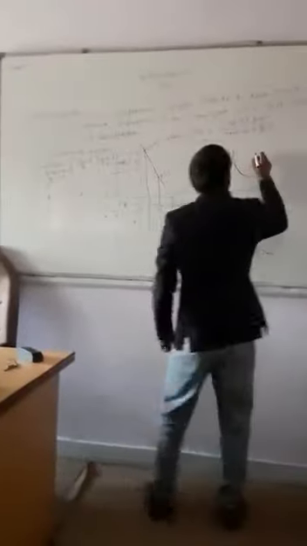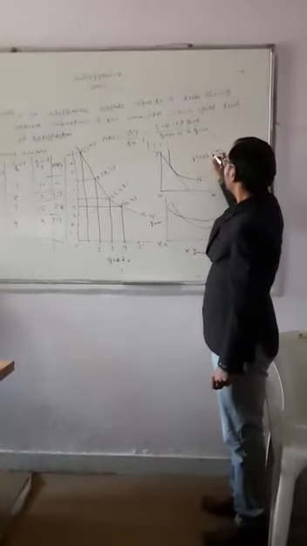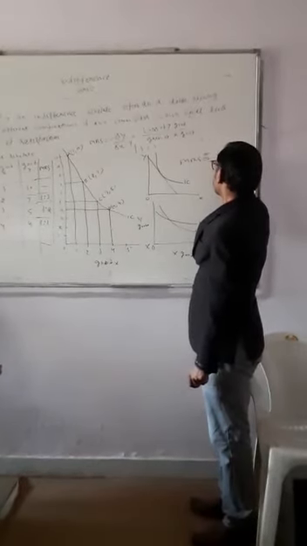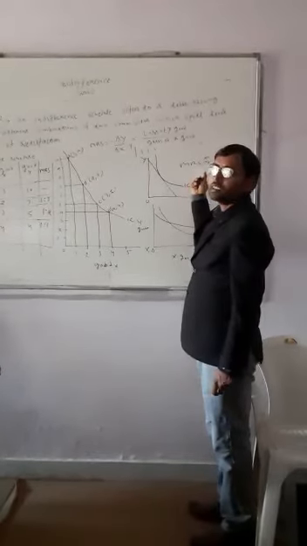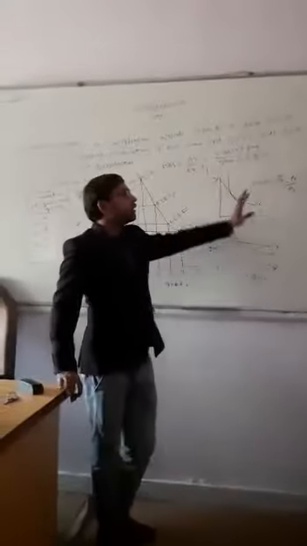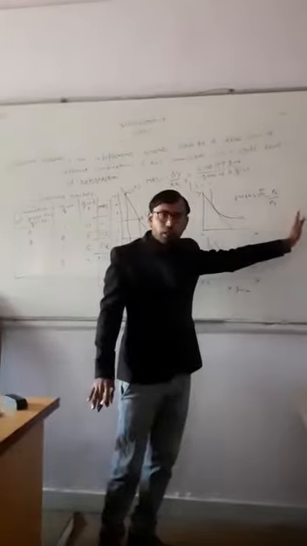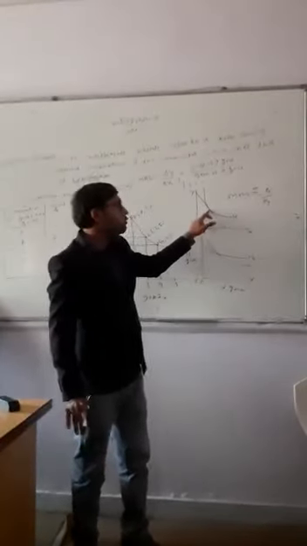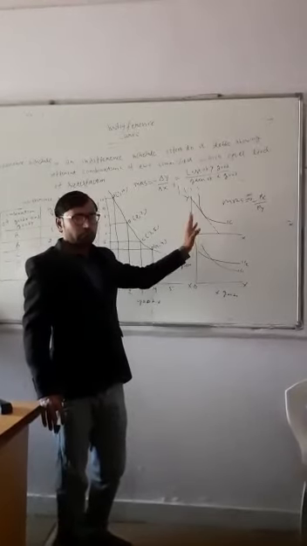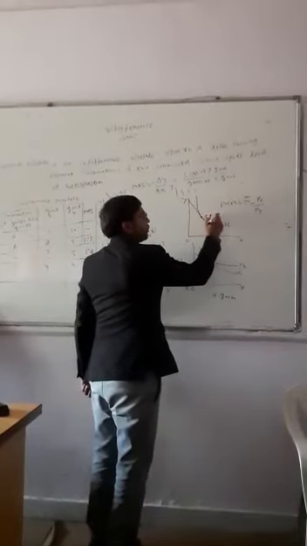It means the slope of the indifference curve is the marginal rate of substitution, and the slope of the budget line is the price of good X to the price of good Y. So this is the condition of consumer equilibrium in indifference curve analysis: when the marginal rate of substitution is equal to the slope of the budget line. So this is the point at which the indifference curve and the budget line are tangent to each other. Clear? This is the point of consumer equilibrium.